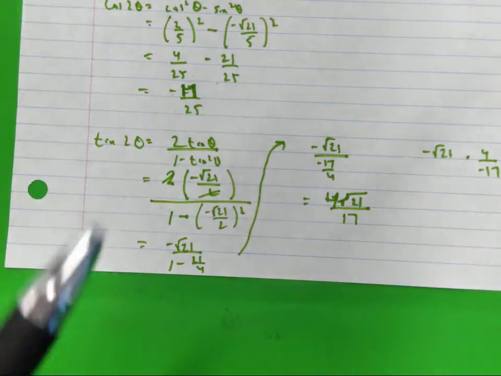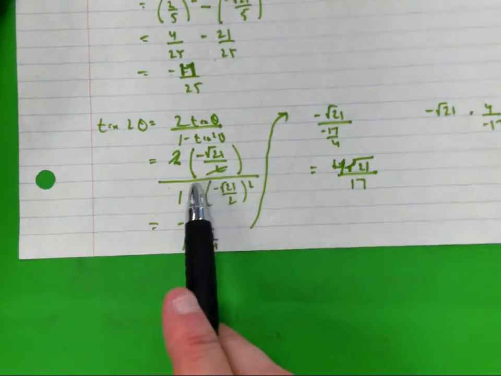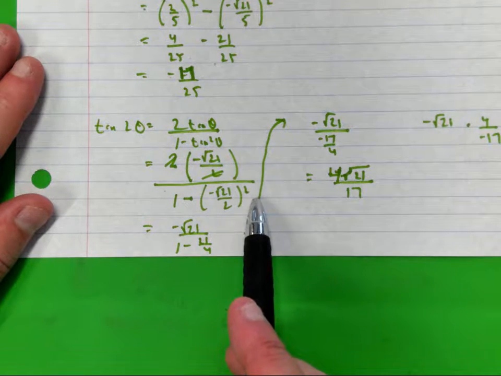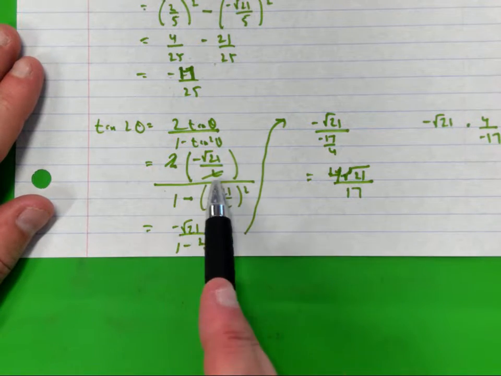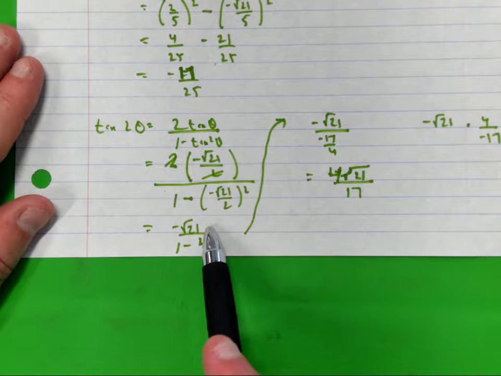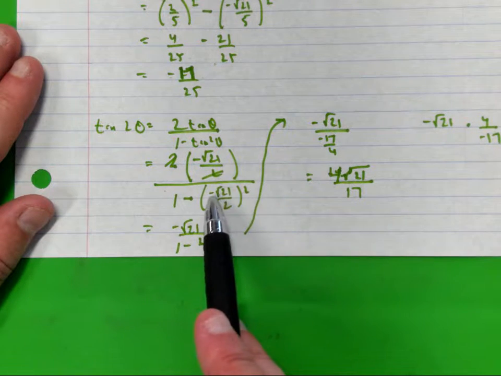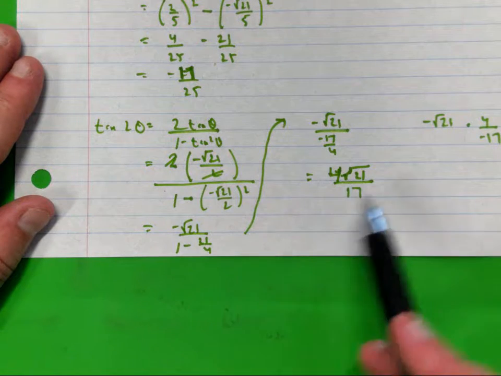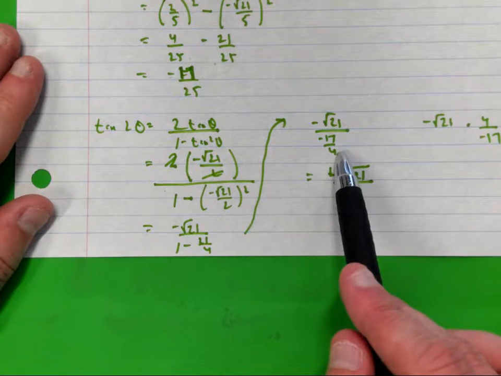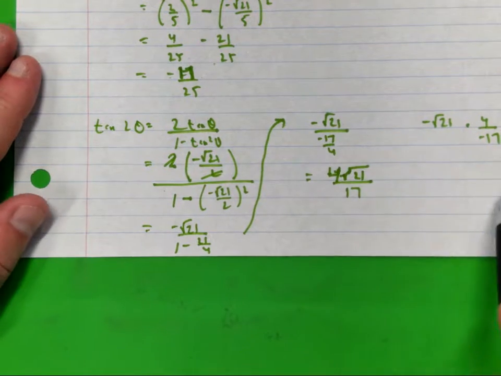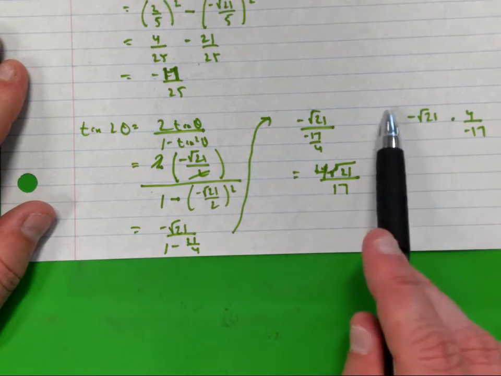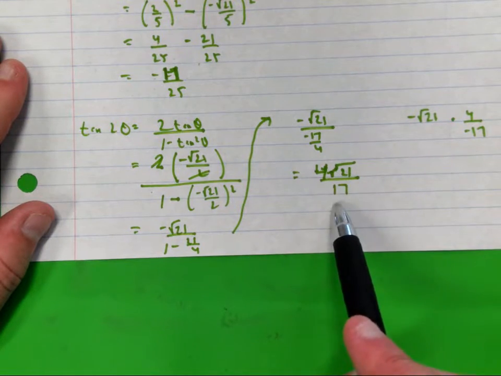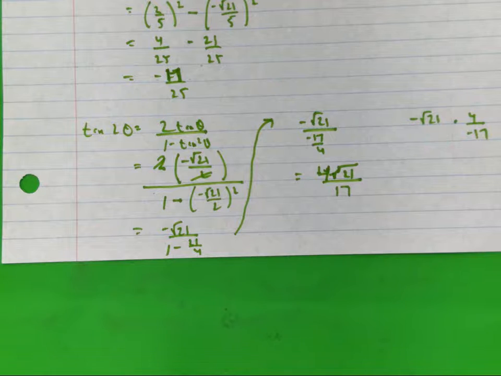Okay, tangent 2 theta. 2 times the negative square root of 21 over 2, over 1 minus this squared. It looks ferocious, but it's not too bad. These 2's cancel out, leaving that negative square root of 21 there. I square this. That's going to be 21 over 4. 1 minus 21 over 4 is a negative 17 over 4. Well, this divided by this ends up flipping this. So negative times a negative is a positive. 4 times that's 4 square root of 21 over 17 is my answer.